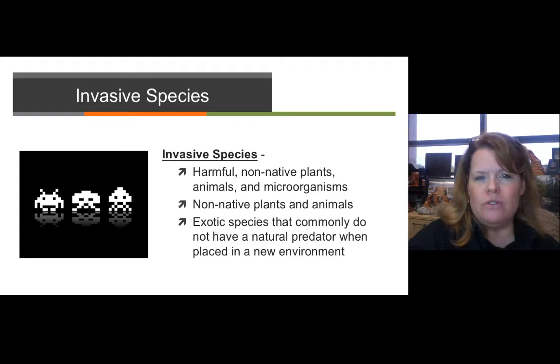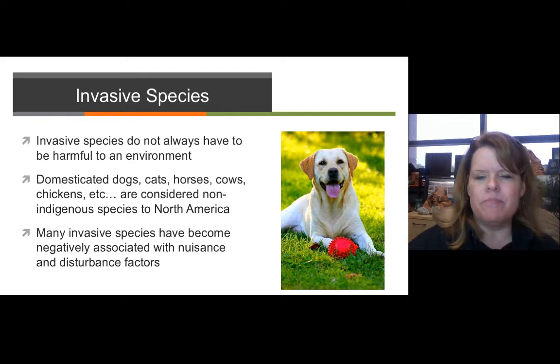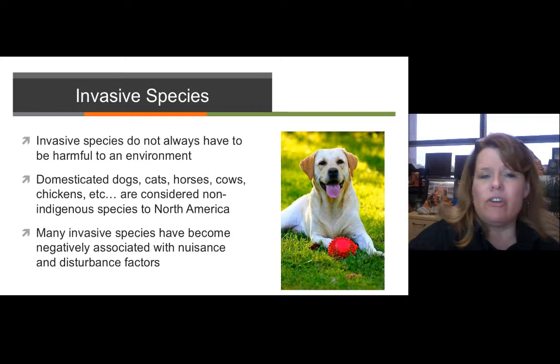In other words, we really don't want to be reintroducing new things to other places, from our continent to another continent and vice versa. Exotic species that commonly do not have a natural predator when placed in a new environment typically are what we call an invasive species. Invasive species do not always have to be harmful to an environment. Sometimes they're fairly neutral. Take a look at our pet dog over here to the right.